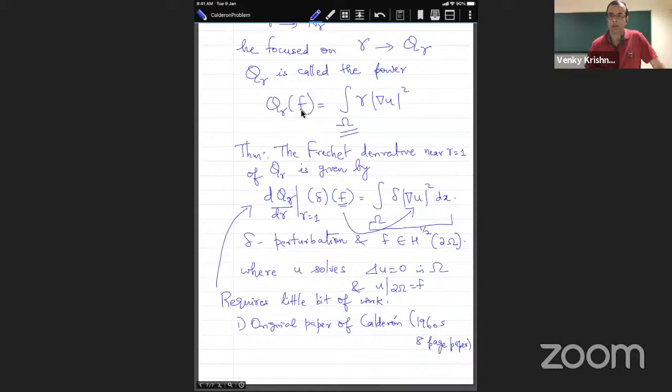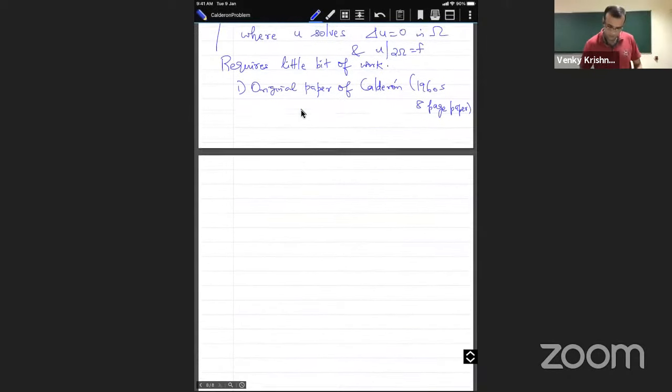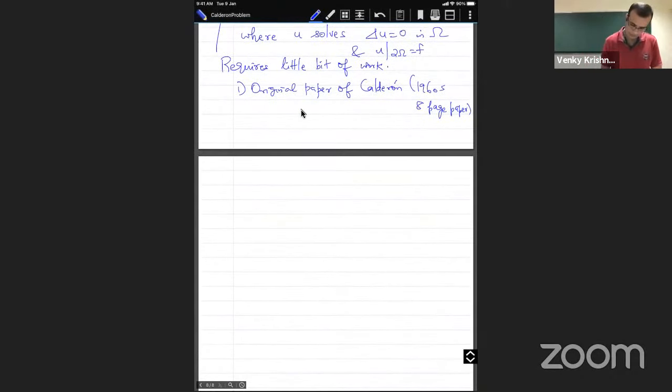I don't want to focus on the calculation right now, but what I want to do is see how one can actually get to the original solution of Calderon, which motivated later developments. But if you're interested in this computation, it's there in this original paper of Calderon from the 1960s.